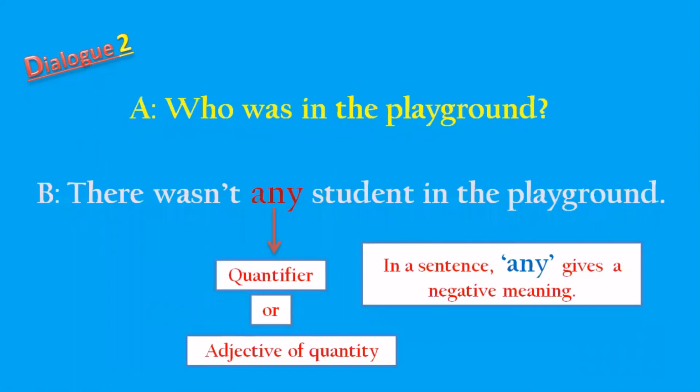Who was in the playground? There wasn't any student in the playground. So any over here is a quantifier or adjective of quantity. In a sentence, any gives a negative meaning.